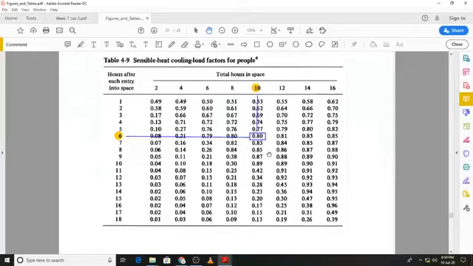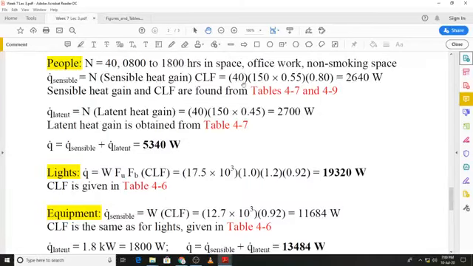We can go back to the solution and verify these values that we have obtained from the two tables. So you can see that the heat gain was 150 into 0.55, that is the sensible heat gain. The cooling load factor is 0.8, and similarly the latent heat gain was 150 into 0.45, and then the total load due to occupancy comes out to be 5340 watts.